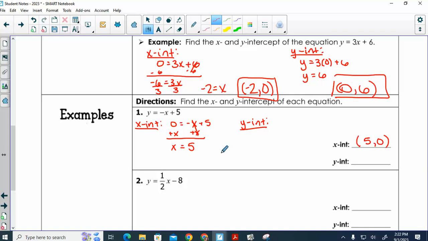Y-intercept. So if I want to find the y-intercept, what do we do? Plug in a 0 for the x. And that just gives me y equals 5. So the y-intercept would be? Right, x was 0 and y was 5.